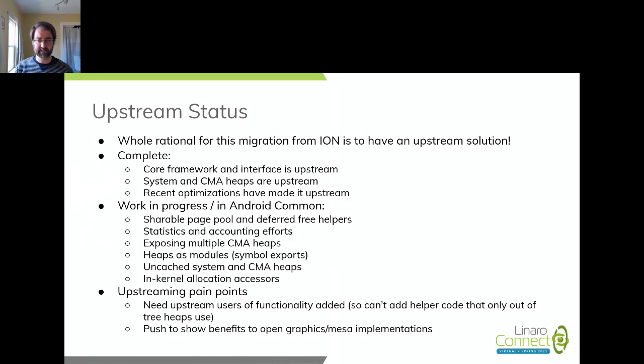Next is the uncached system and CMA heaps. This one's a little more complicated. Basically, these are heaps that provide really nice performance benefits on some boards. We do have open source Gralloc implementations that make use of it, but right now, the boards that would really show the most benefits are using proprietary graphics. And the upstream maintainers have pushed for making sure that we're showing benefit to open graphics and Mesa implementations, and I'll talk a little bit more on that later. I actually skipped one.